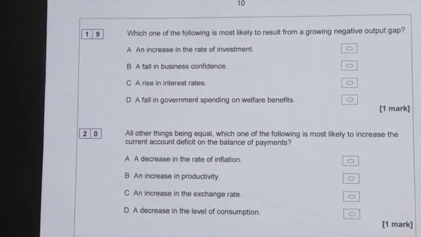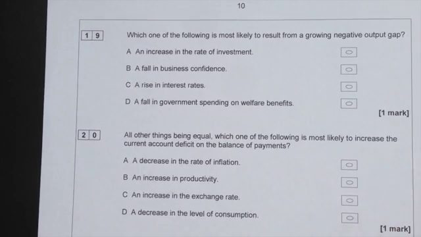So now on to the penultimate question, which is 19. Which one of the following is most likely to result from a growing negative output gap? Is it A, an increase in the rate of investment, B, a fall in business confidence, C, a rise in interest rates, D, a fall in government spending on welfare benefits? So which one of the following will result from a growing negative output gap?